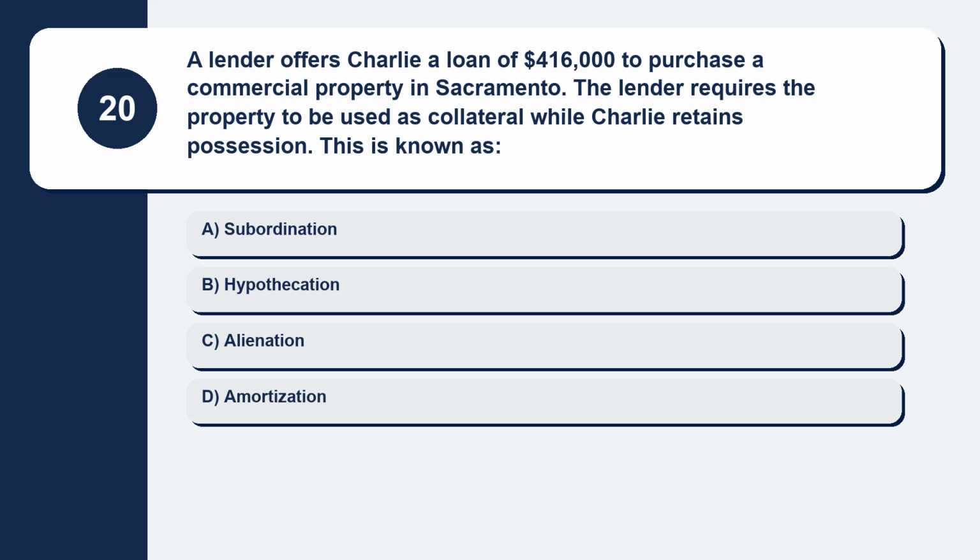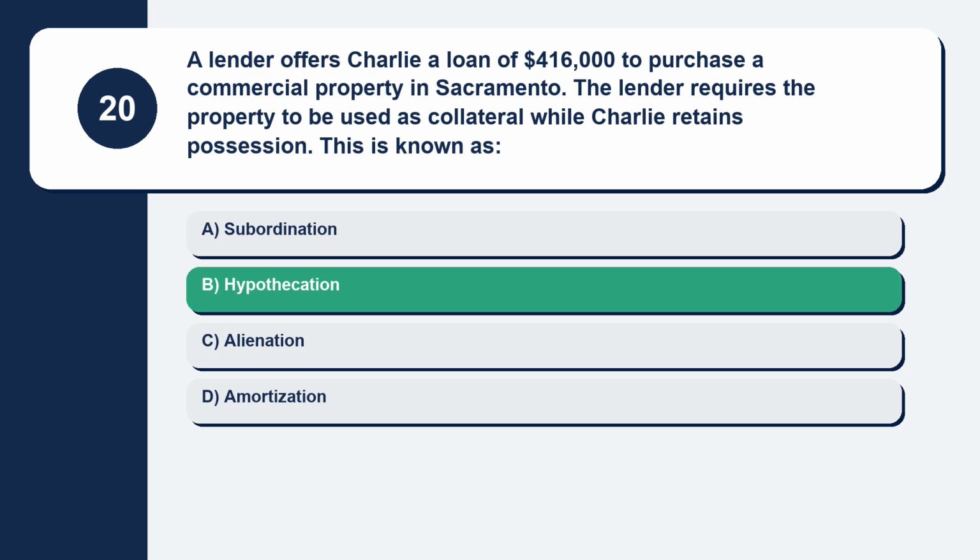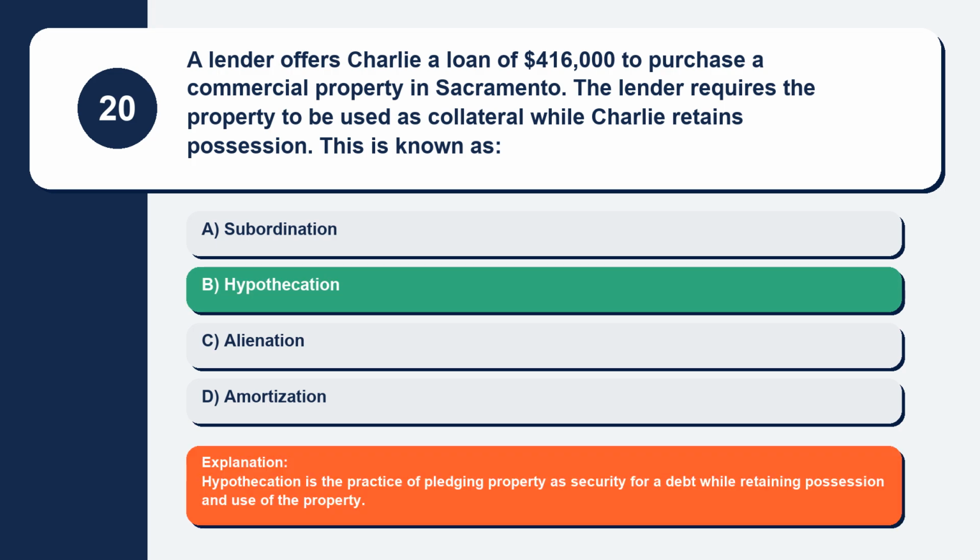Question 20. A lender offers Charlie a loan of $416,000 to purchase a commercial property in Sacramento. The lender requires the property to be used as collateral while Charlie retains possession. This is known as. Here are your options. Option A, subordination. Option B, hypothecation. Option C, alienation. Option D, amortization. The correct answer is option B, hypothecation. Explanation: hypothecation is the practice of pledging property as security for a debt while retaining possession and use of the property.